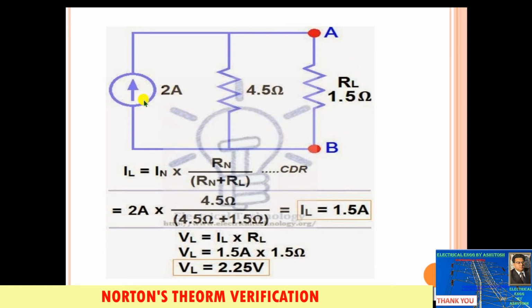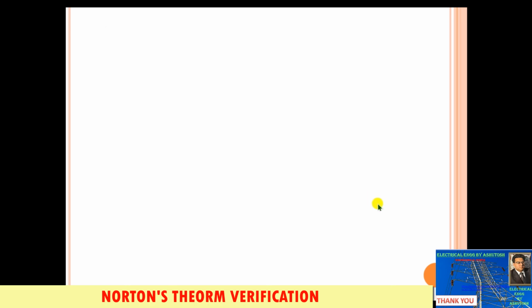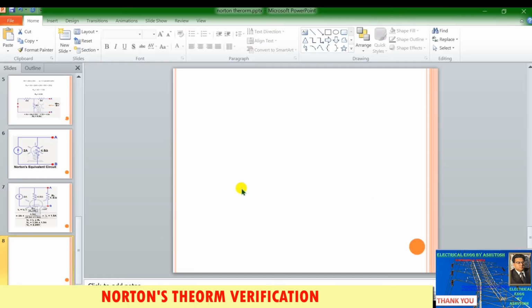Now we know the current is 2 ampere. Now we have to find the load current, the current flowing in the load resistance branch. So now we will apply the current division rule. Total current IN into RN, 4.5, divided by RN plus RL, 4.5 plus 1.5. So it becomes 1.5 ampere load current. So this was the solution of the numerical.